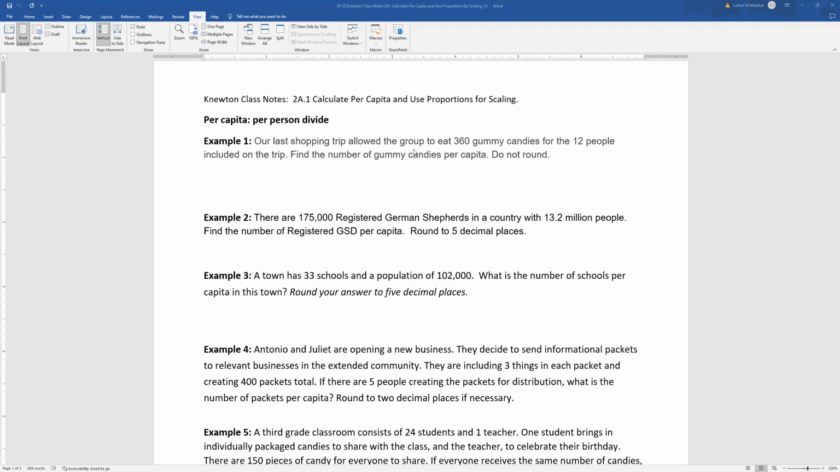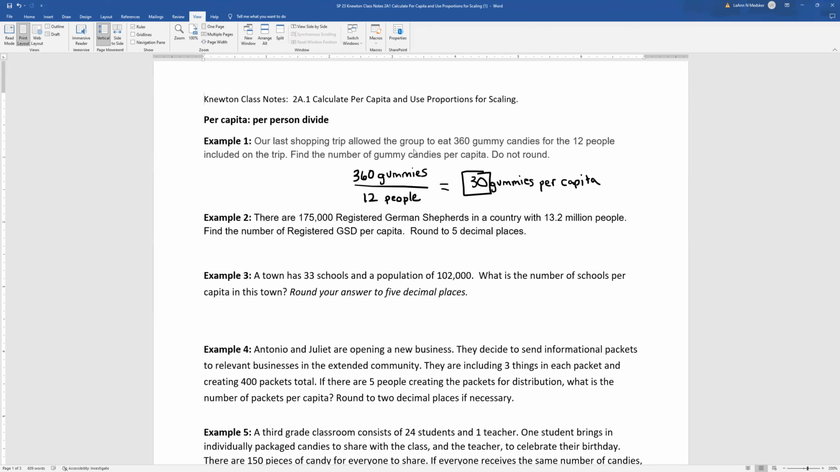So our last shopping trip allowed the group to eat 360 gummy candies for the 12 people included on the trip. Find the number of gummy candies per capita or per person. Do not round. So it was 360 gummies per 12 people. If we divide that, we will get, and it comes out evenly this time, 30 gummies per capita, which for us, remember, means per person.